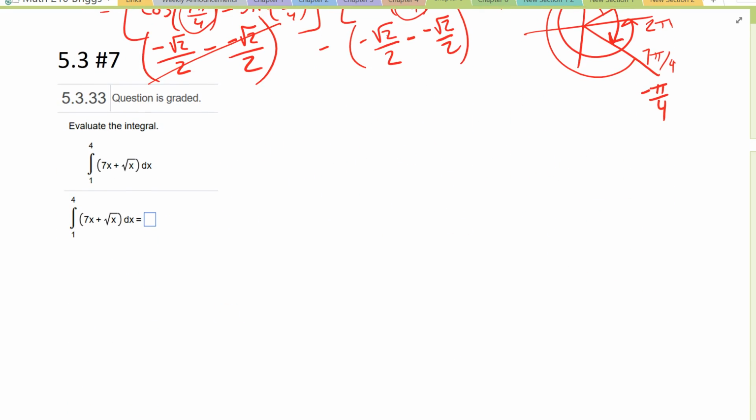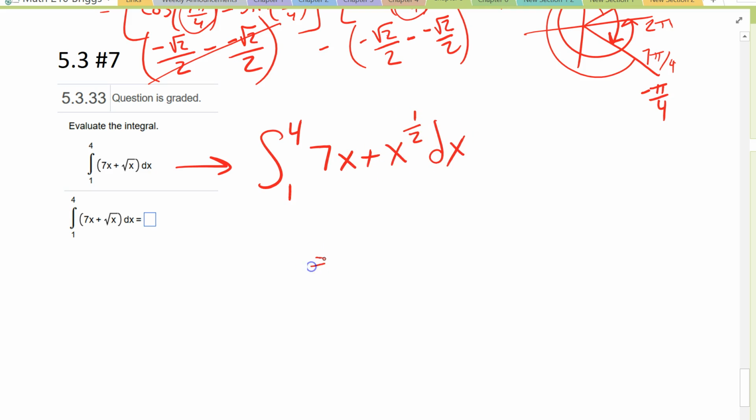5.3, number 7, is if I rewrite this using powers, it's going to make maybe the fundamental theorem of calculus a little bit easier to evaluate. So I'd have 7x squared over 2 plus x. I'm going to add 1, so it's really 3 over 2. So 3 over 2 divided by 3 over 2.